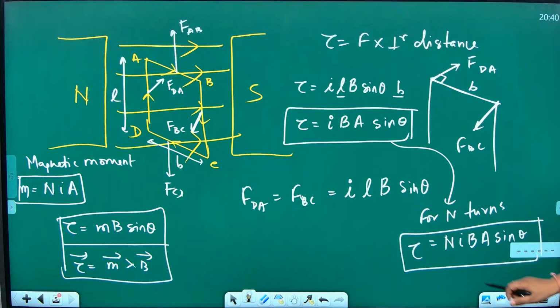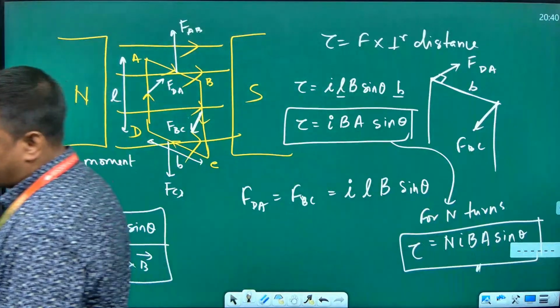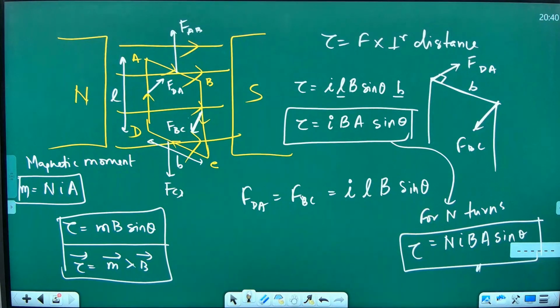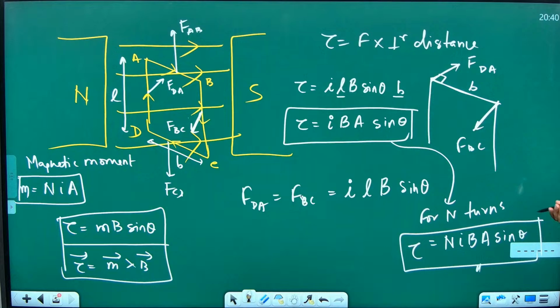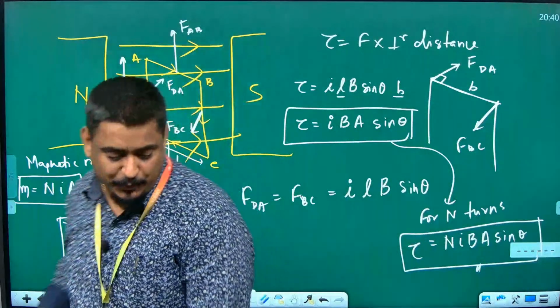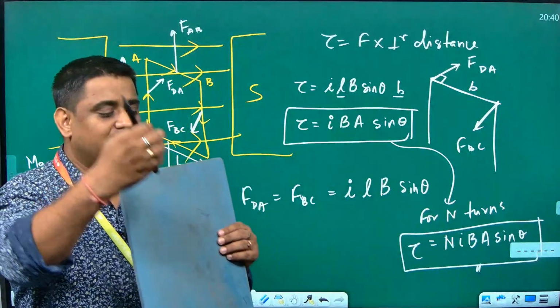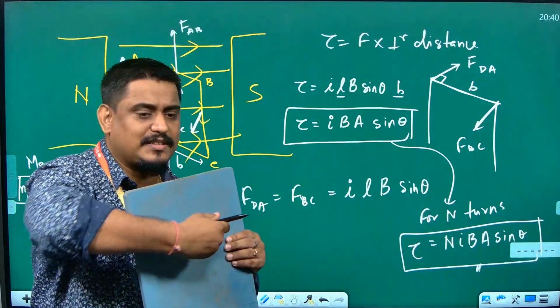First you copy this fast. So N is the number of turns, I is the current carried in the coil, B is the magnetic field, A is the area of the loop, theta is the angle made between B and A. Remember that. B is the direction of the magnetic field, A is the area vector. The angle between magnetic field and area vector is theta. Suppose the loop is like this, then this is the area vector, and this is the magnetic field. The angle between these two is called theta.